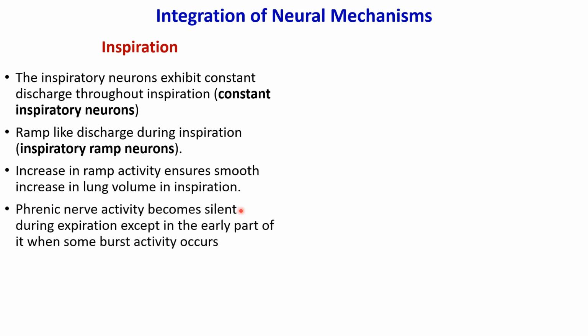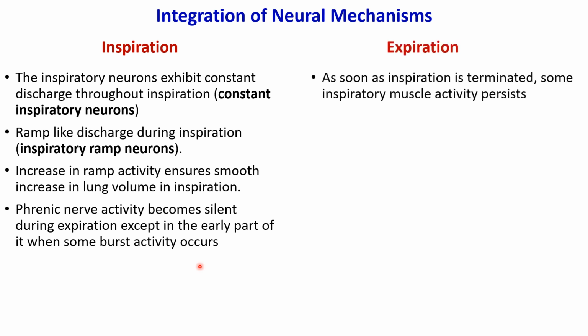The increase in the ramp activity ensures the smooth increase in the lung volume and inspiration. And the phrenic nerve activity becomes silent. That is very much important. The phrenic nerve supplies the diaphragm, which is the main inspiratory muscle. The phrenic nerve activity becomes silent during expiration, except for some burst activity at the early part. It is still giving some signals in the first part, but the second phase, we are going to know.